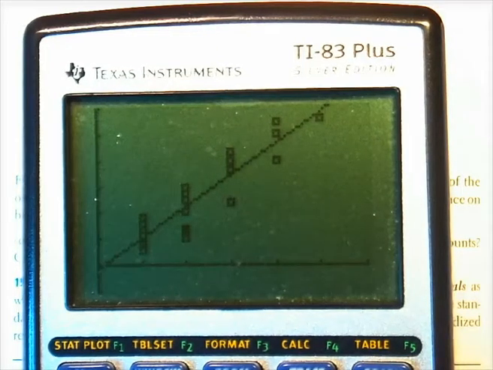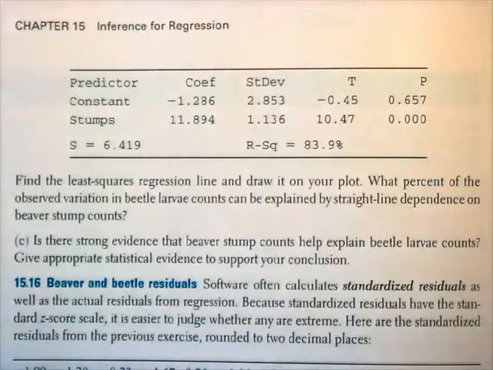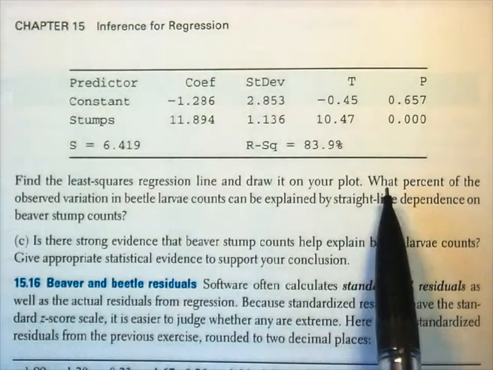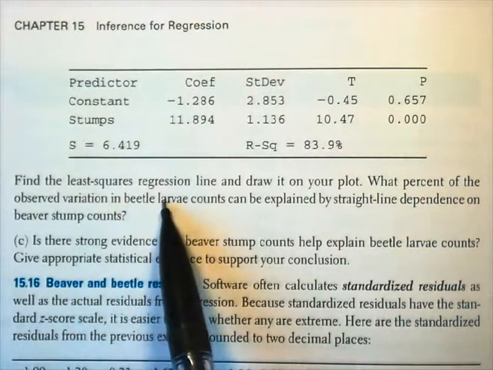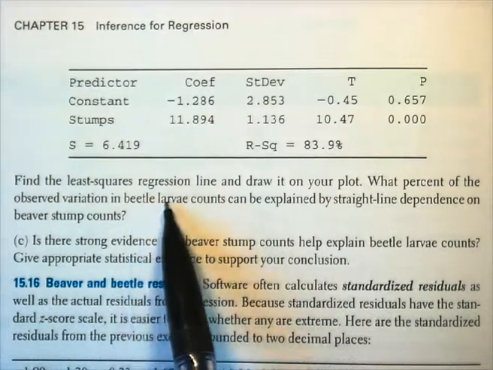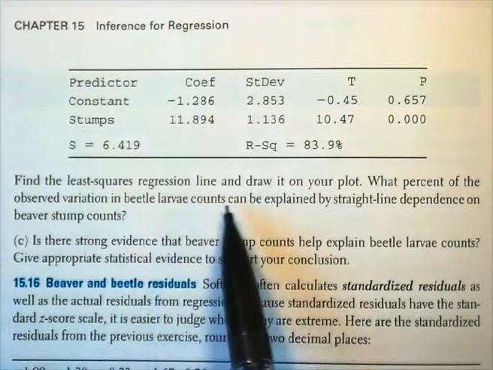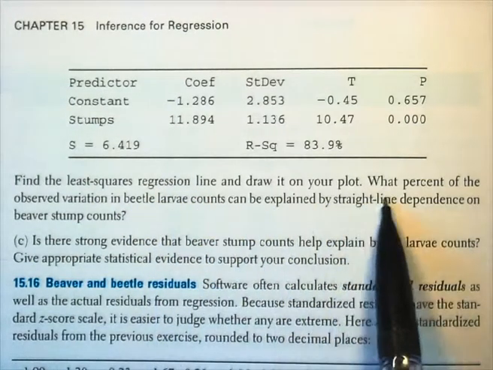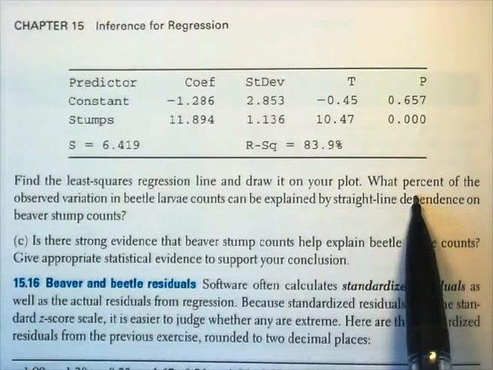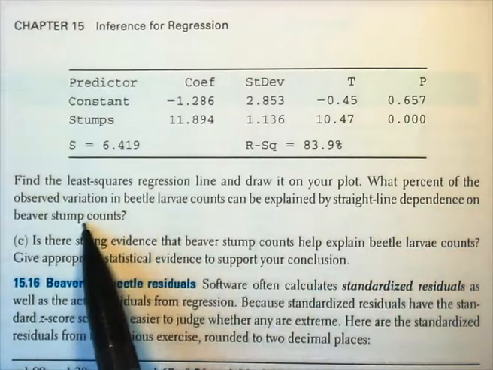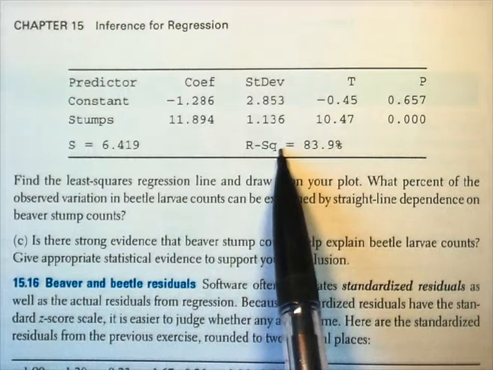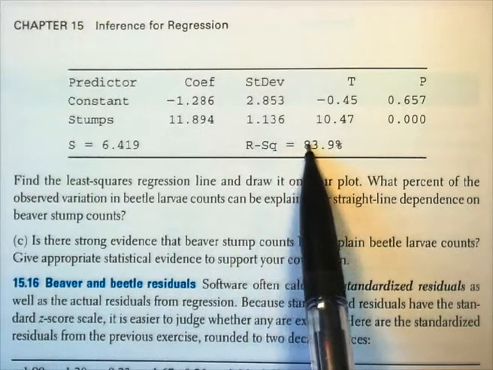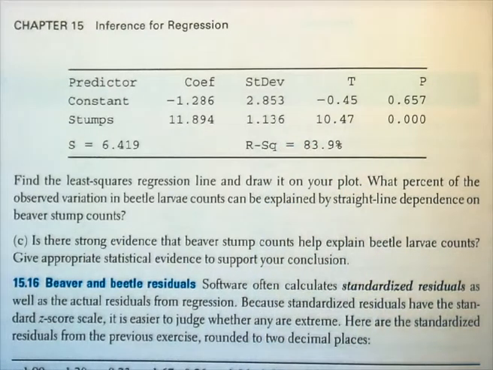In terms of vocabulary, the way this question is phrased, what percent of the observed variation in the larva clusters, the response variable, is explained by the straight line dependence, or by this linear regression on beaver stump counts, the explanatory variable? Well, this is describing r squared. So here is the value of r squared. It's 83.9%.